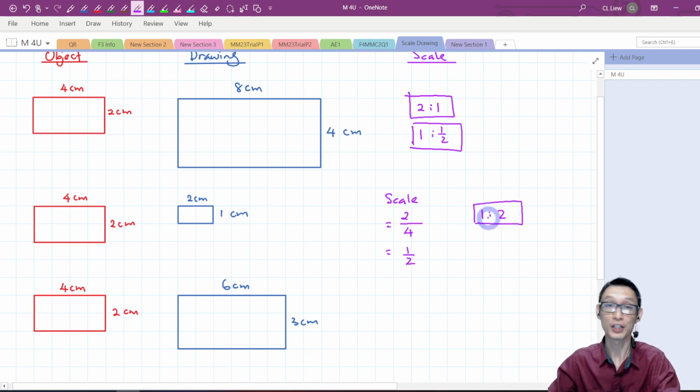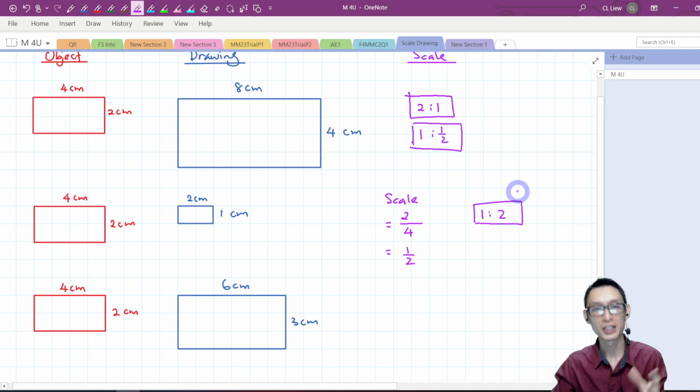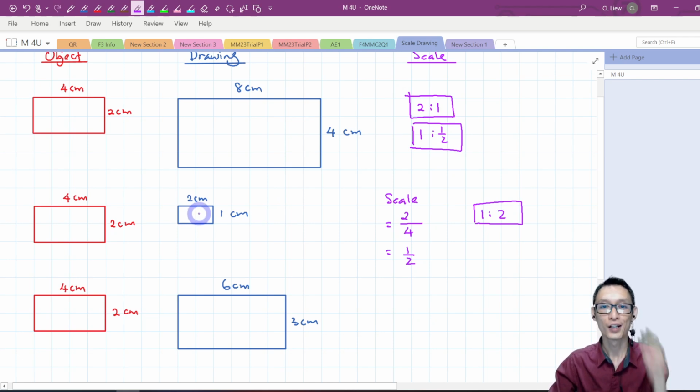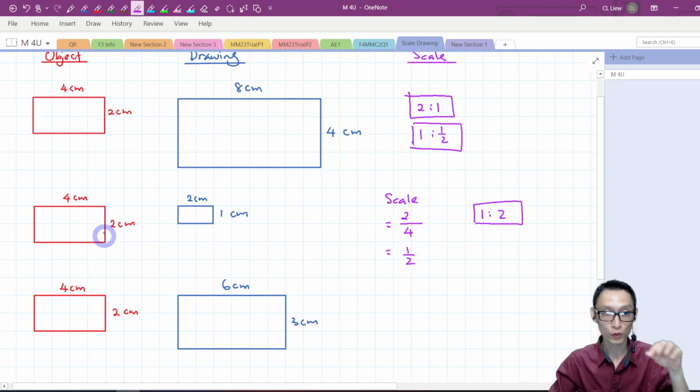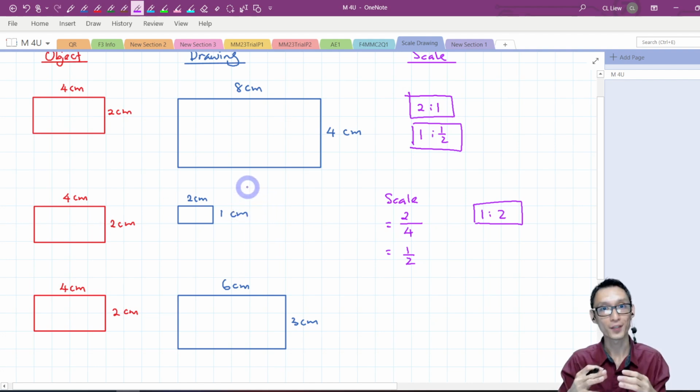Okay, as I told you just now, you need to be more careful. Some students see this scale and think that the drawing actually becomes larger. No, it's not correct. The drawing becomes smaller. You see, this one becomes smaller, right? So why? 1 centimeter in the drawing represents 2 centimeters in the object. So now for 2 centimeters, we only need 1 centimeter to represent it in the drawing. Therefore, the drawing becomes smaller, not larger. Okay, so when it becomes larger, the side you need to times 2. When it becomes smaller, the side you need to divide by 2. Okay, 4 divided by 2, you get 2. 2 divided by 2, you get 1. If 4 times 2, you get 8. 2 times 2, you get 4.